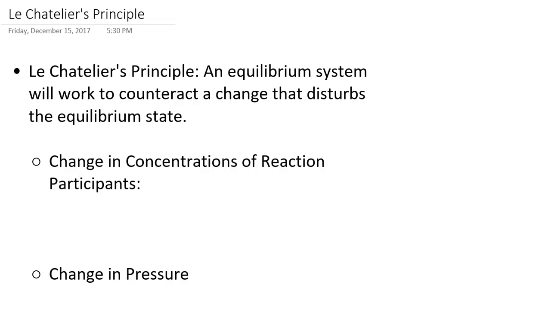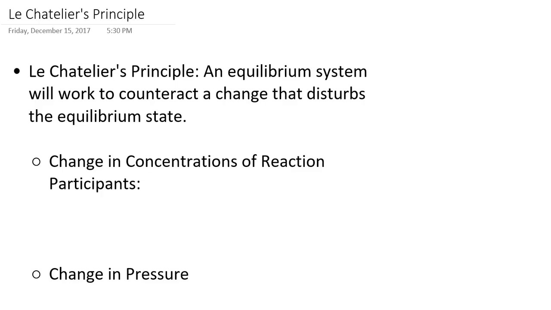Hello everyone. In this pre-lecture tutorial we're going to wrap up chapter 15 on chemical equilibrium by discussing Le Chatelier's principle. The basic idea behind Le Chatelier's principle is to be able to predict how an equilibrium system will react to changes or disturbances in the equilibrium state of that same system. And normally these changes can occur in very specific ways.